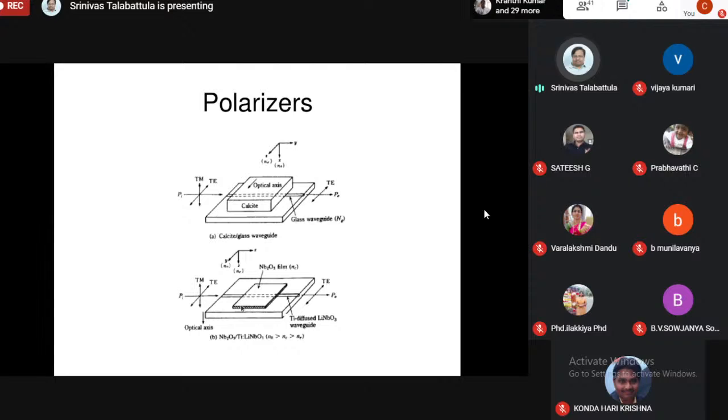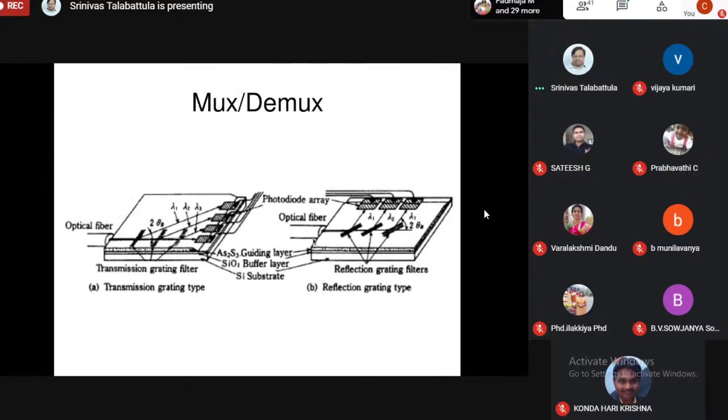So polarization is an important problem in optics. You would like to create polarizers. You can send TE, TM light through the input port and get only TE output, or you can rotate the polarization state. For this, you require anisotropic materials, like calcite, quartz, etc. You make a conventional glass waveguide below, and on top of that, you coat this anisotropic medium. So that's how we can make polarizers.